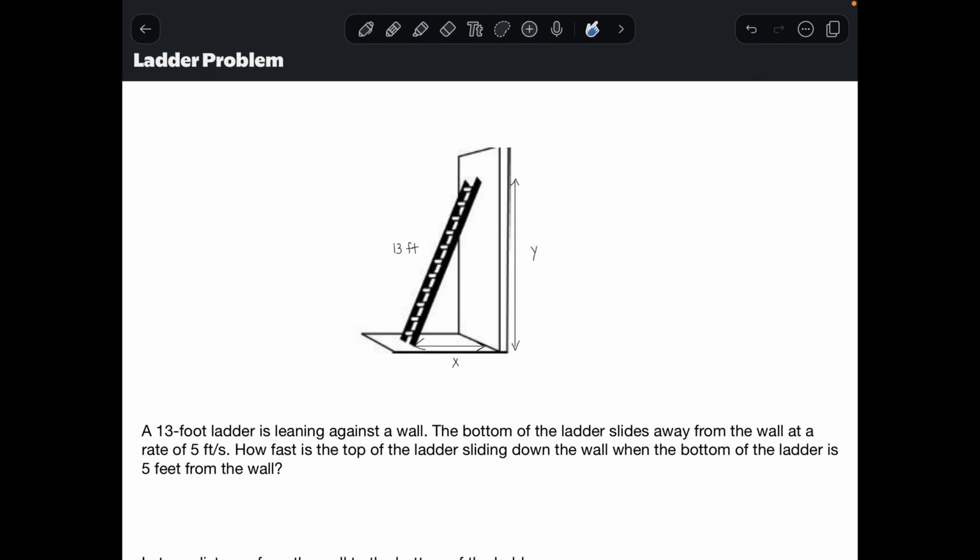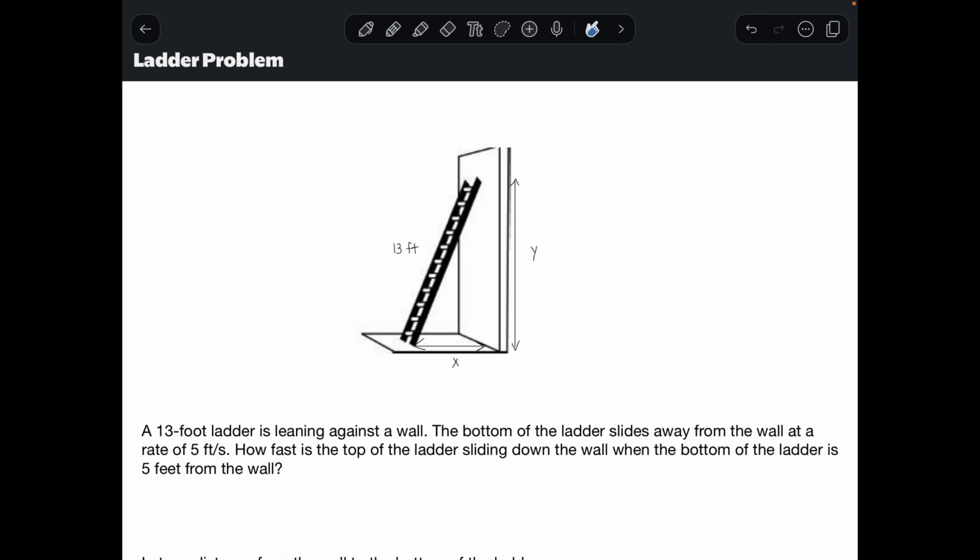Hello, welcome back. In this calculus video, I'm going to be going over a very common type of related rates problem known as the ladder problem. Without wasting any time, let's get into it.